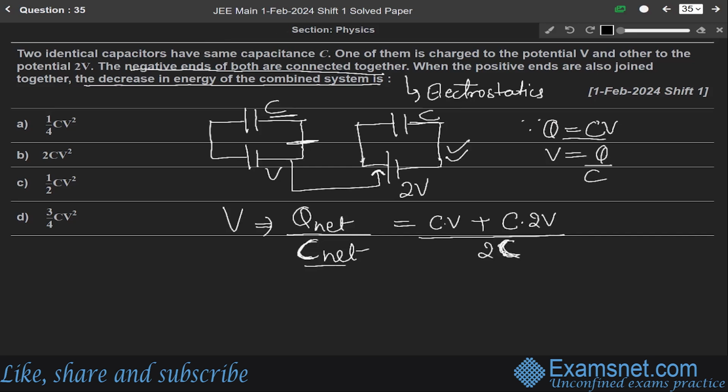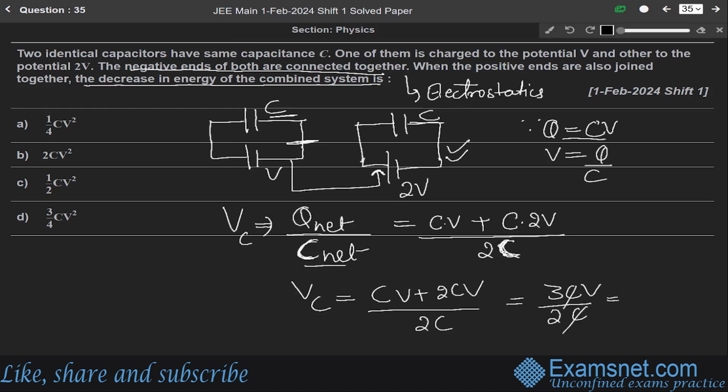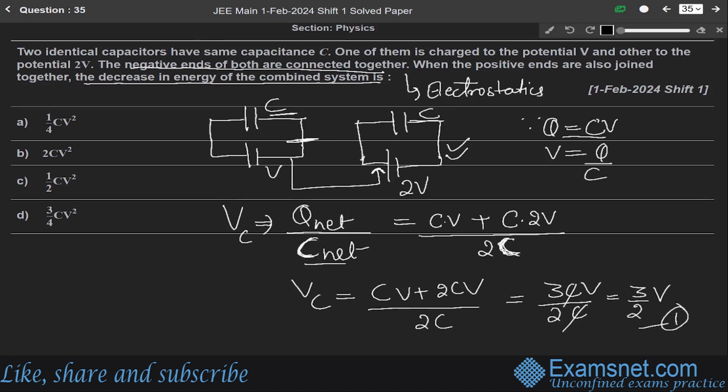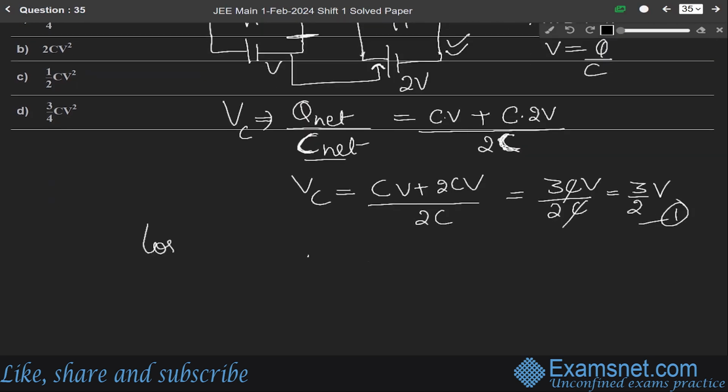Okay, so this V common will be equal to CV plus 2CV over 2C. It will be equal to 3CV over 2C. This C cancels, so we get 3 by 2 V. Okay, now loss of energy.